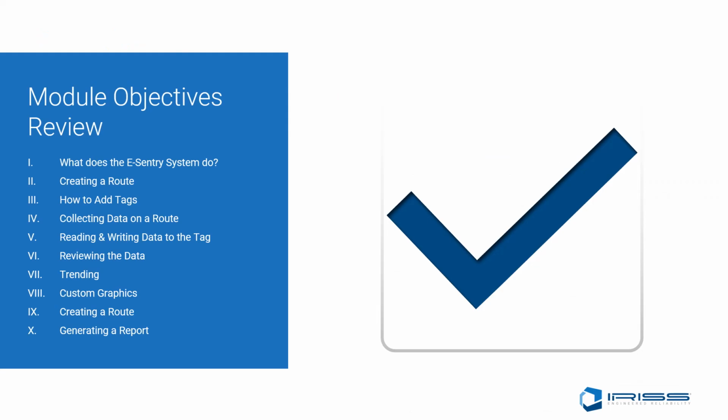So here's what we've covered in this module. What does an E Sentry system do? How do we create a route? How do we add tags? How do we collect data on a route? How do we read and write data to the tag? How do we review the data? What is trending? Can we do custom graphing? Creating a route, and finally generating a report.